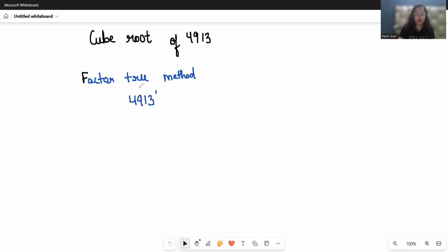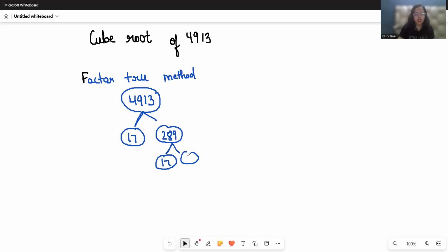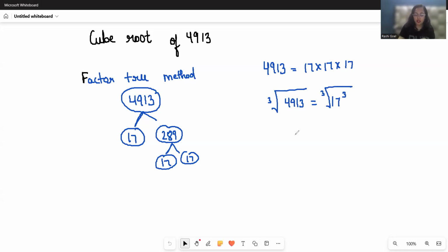So 4913. When we divide it by the prime number 17, we get 289, and 289 is the perfect square of 17. So 4913 is 17 times 17 times 17, or you can say that the cube root of 4913 is 17, and here's the cube root. So the cube root of 4913 is 17.